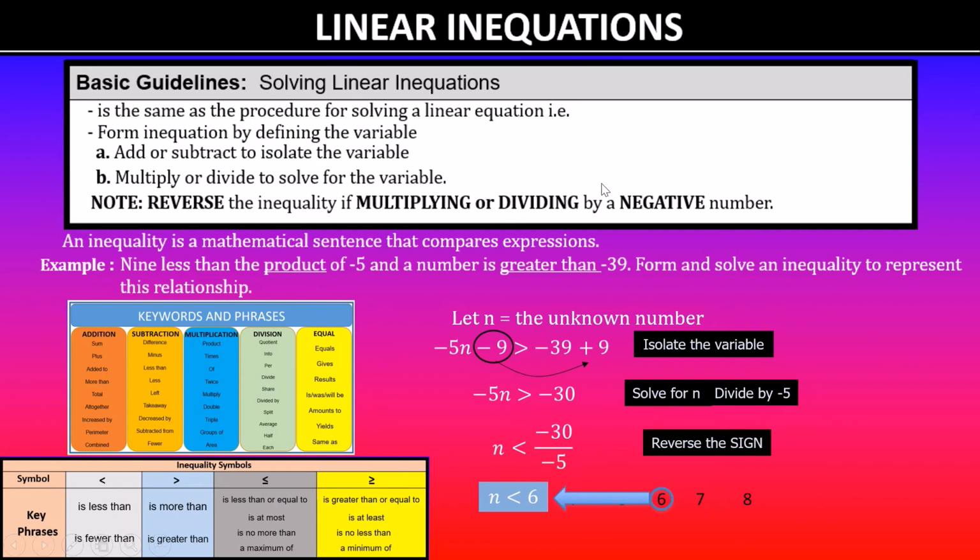What you will need to remember is the basic guidelines. You start forming an equation by using the keywords and phrases that are given there. Once you've formed the equation by defining the unknown variable, then you try and isolate the variables either by adding or subtracting, and then take note that you will need to reverse the sign if you're multiplying or dividing in the final step. And once you've got that, then you'll get your final result.